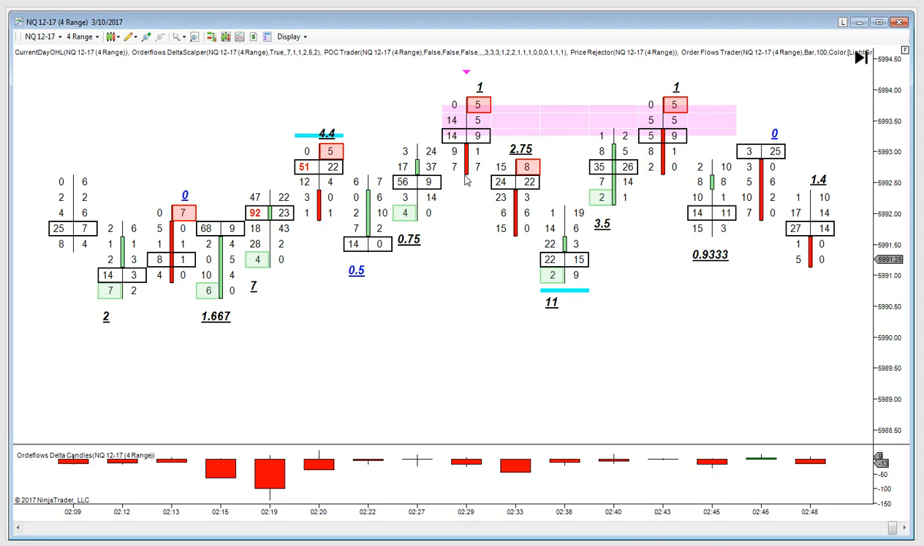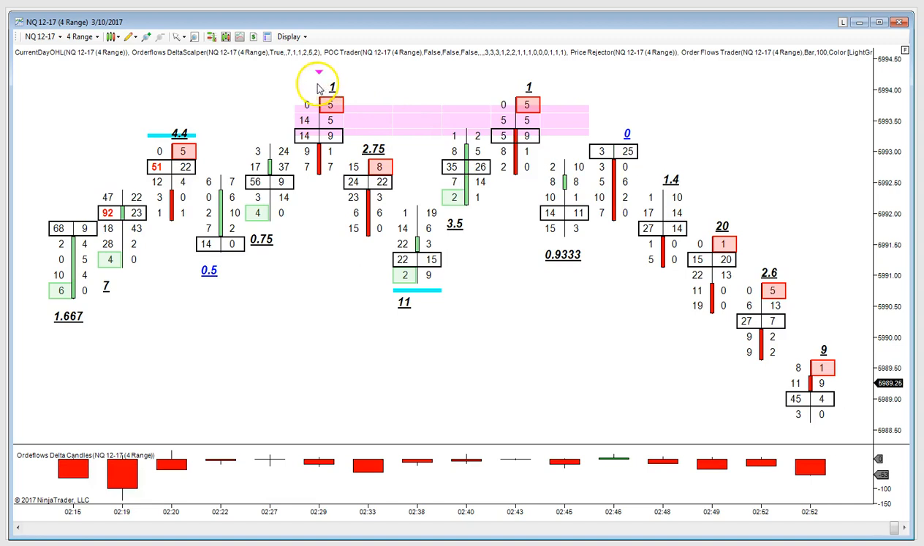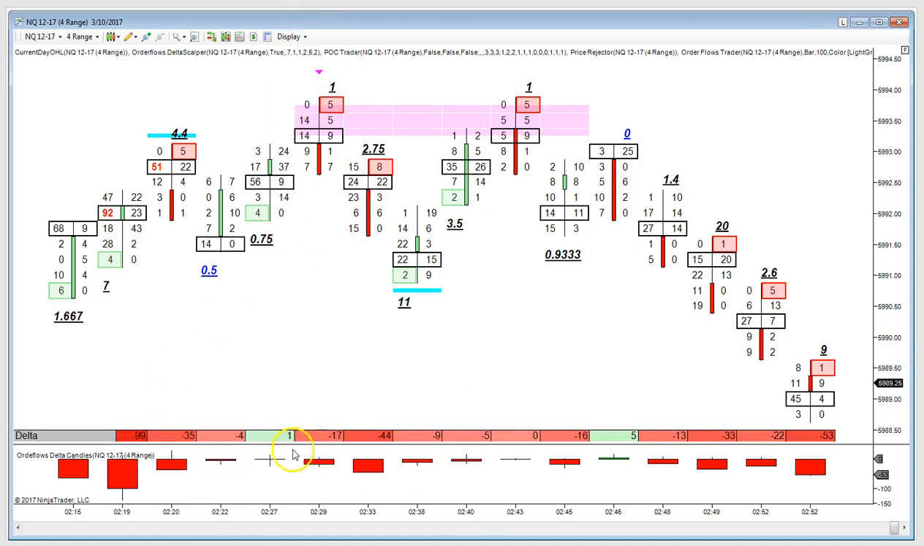I like to see it, and then I like to see things confirming it in the order flow. Like here, you're at this high, and what do you got? You got all negative delta. I could just see it in here. Let me pull it up. Here it's all just negative. You got a 1, you got a 5, but other than that, it's just all negative delta.